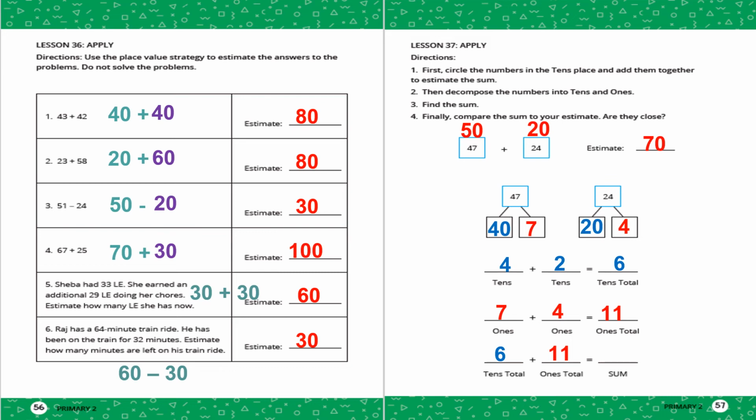6 tens equals what? If we cancel the word tens, we must put 0. So 6 tens equal 60. Plus 11. So 60 plus 11 equals 71.